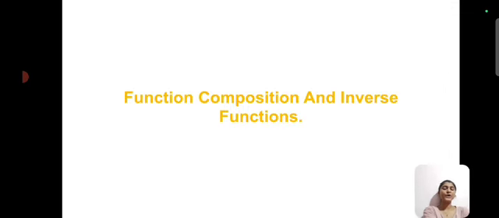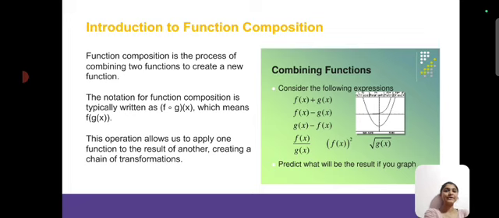So today we are going to discuss function composition and inverse functions. So let us come to the introduction to function composition. It is a process of combining two functions to create a new function.